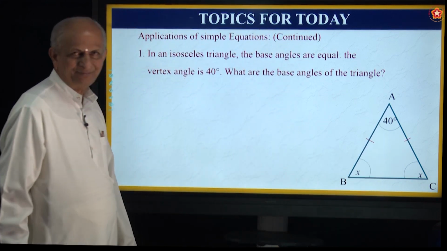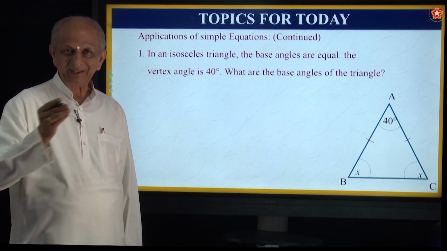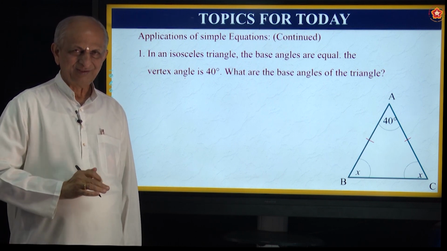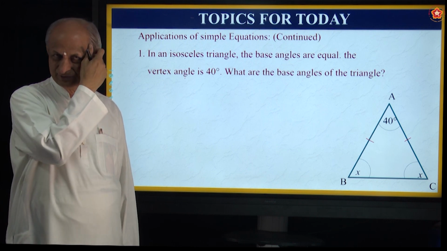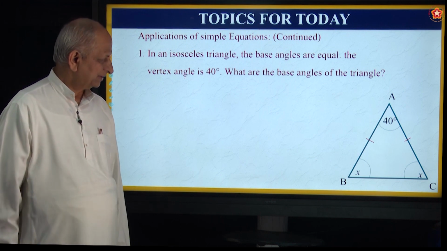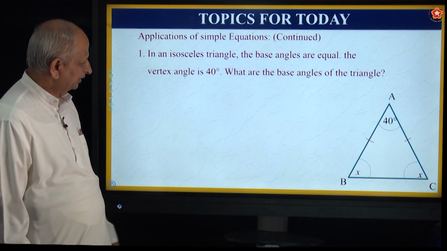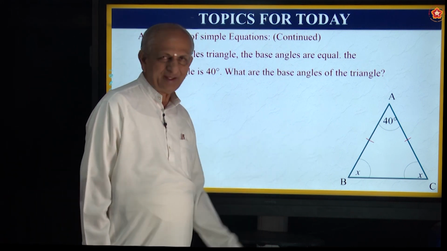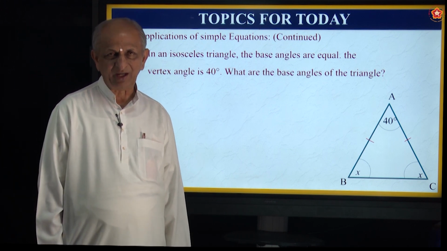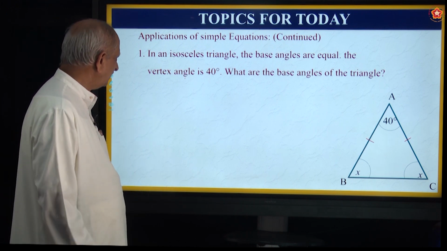What is a triangle? Come on. A triangle is a plane figure having 3 sides. Suppose you have 4 sides, what do you call it? Quadrilateral, correct? So it is 3 sides. When you say triangle, there are 6 types of triangles. So this is one such, called isosceles. Suppose you have all the 3 sides equal, what do you call it? Equilateral triangle. This is called an isosceles triangle.